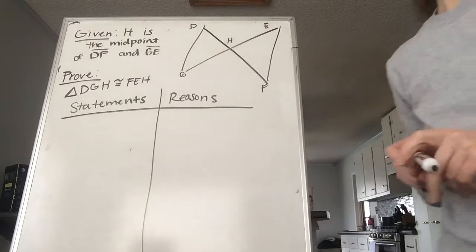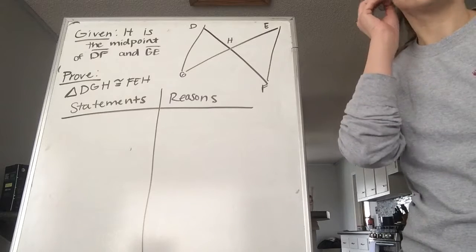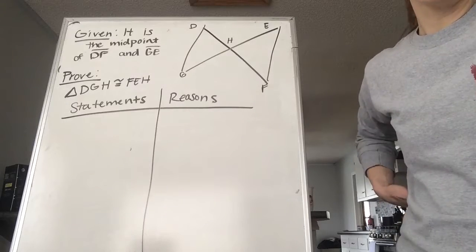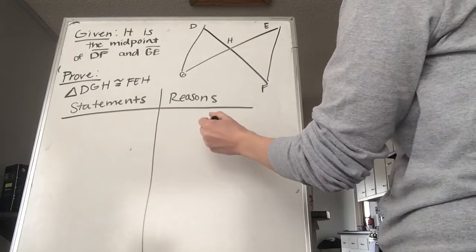Okay, our second example is going to be using the side angle side, or SAS postulate. So in the video, he shows a triangle and he's setting up the legs.